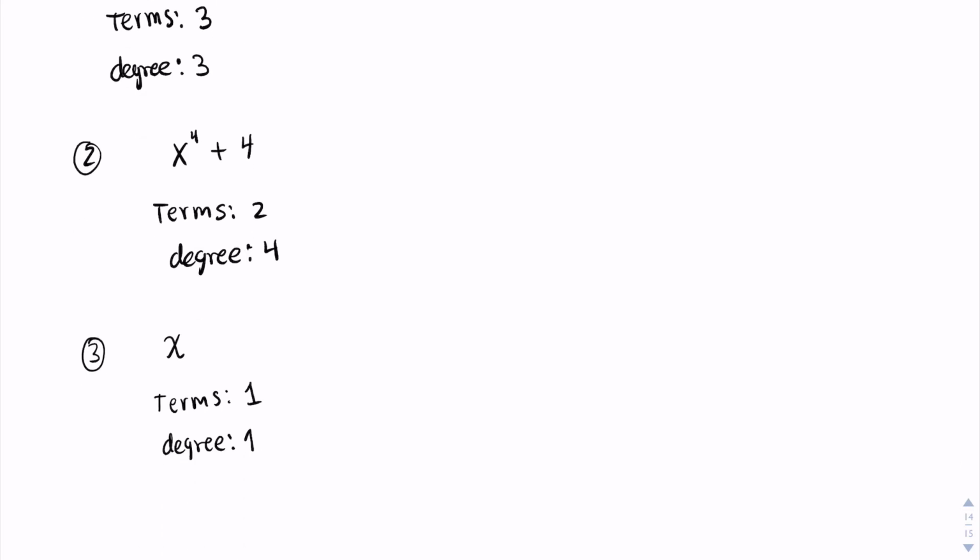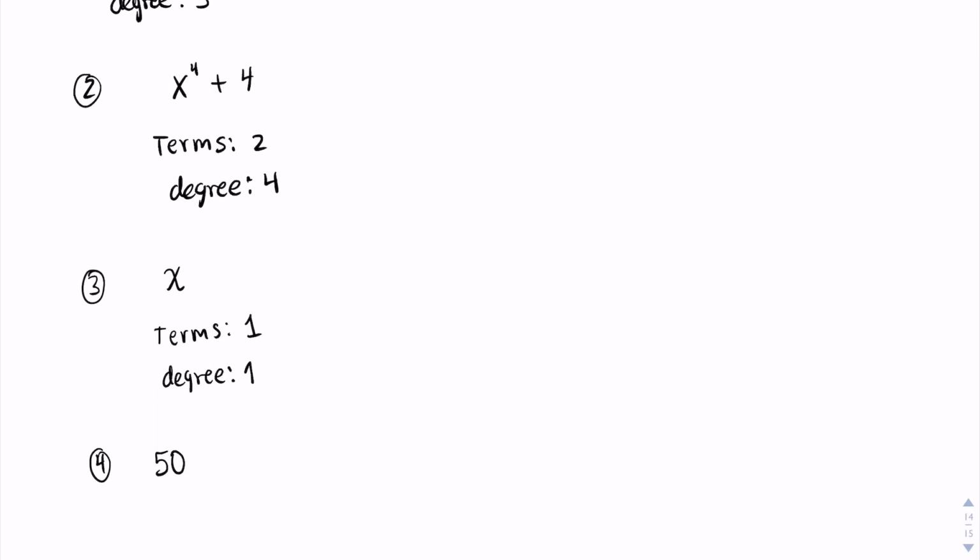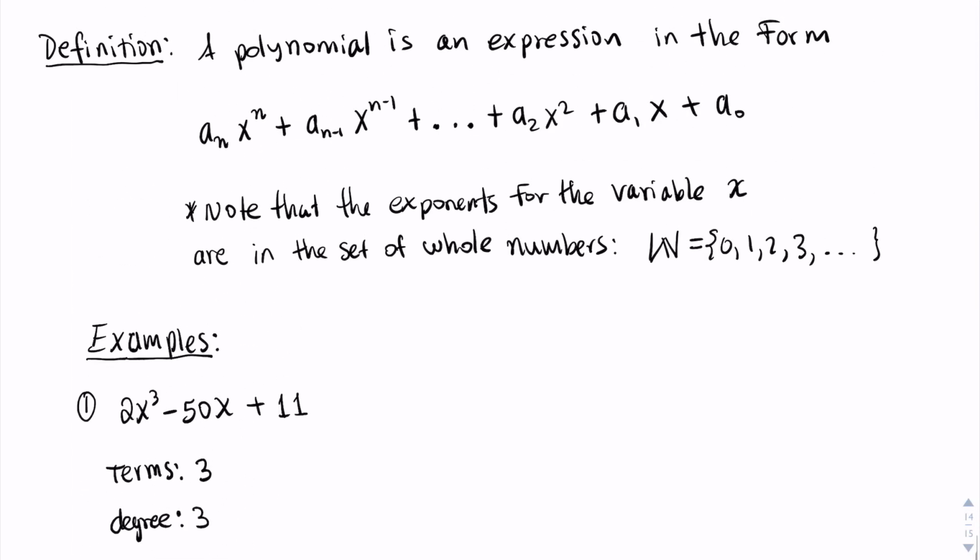What about this one over here, 4? If you just put a number like 50, can that be considered a polynomial? And the answer is yes. It's a polynomial. The degree for this one, right? The terms here is 1, and the degree for this one will be 0, exactly. And 0 is okay. The exponent could be 0.